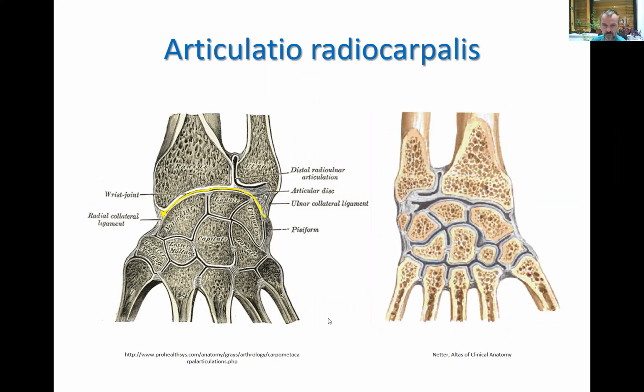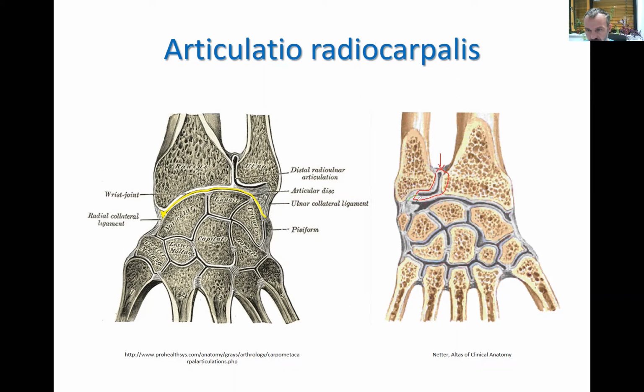So again, figures showing the same, just beware of the sides. Here the radius is on the other side than the ulna, compared to here. So first look at the figures and realize which side is where. What we can nicely see here is the cavity of the distal radioulnar joint, and this is the sacciform recess.